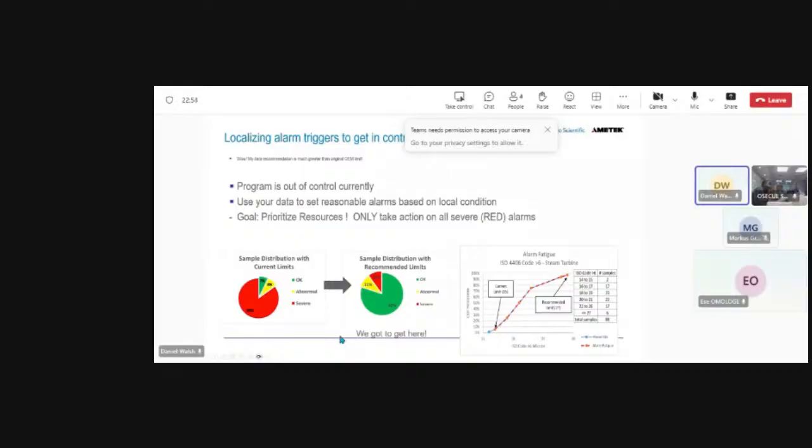You have to get to much more of an 80-20 Pareto approach. This is what you need to get to, where 80% of your samples are good and only 10 or 20% of them have problems.